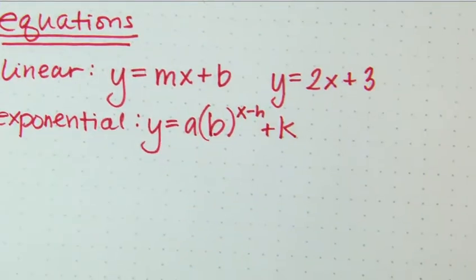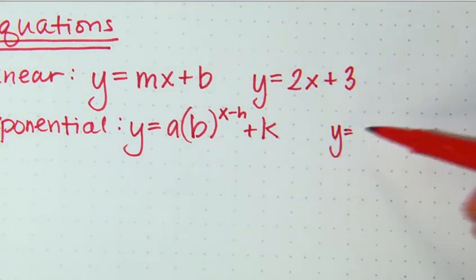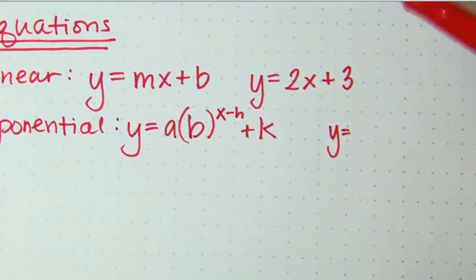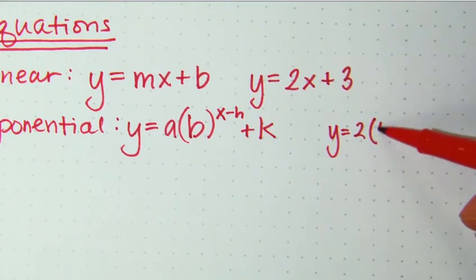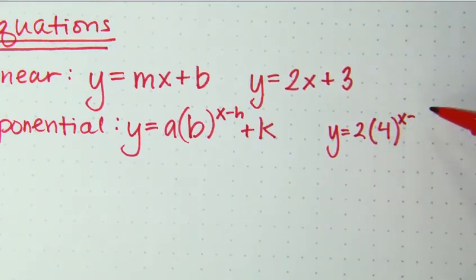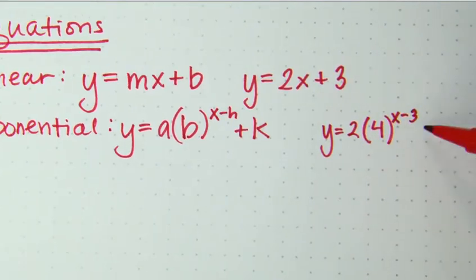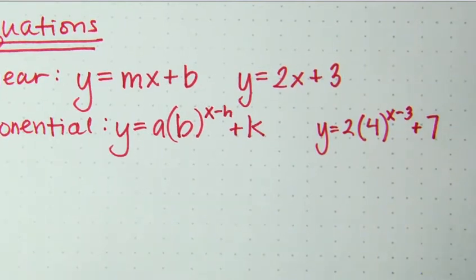So an example of what it would look like with numbers, the y and the x stay y and x, everything else gets a value, right? So like 2 times 4 to the x minus 3 plus 7. The only thing that won't have a number is the y and the x, because those are the ordered pairs within our graph, right? So that's an example of what exponential would look like.